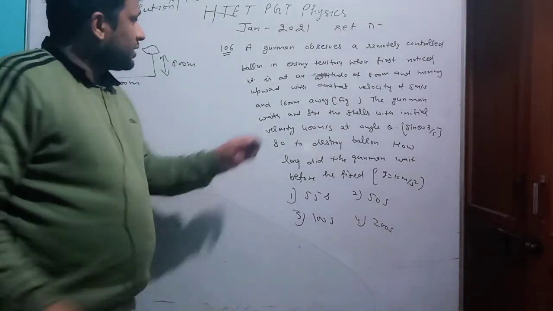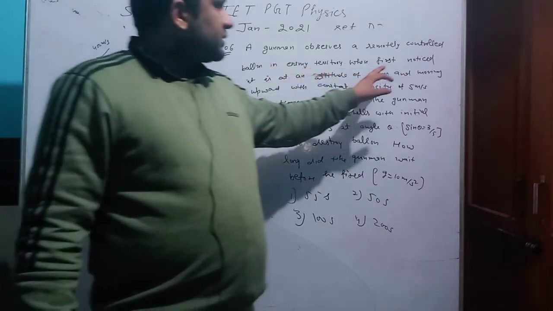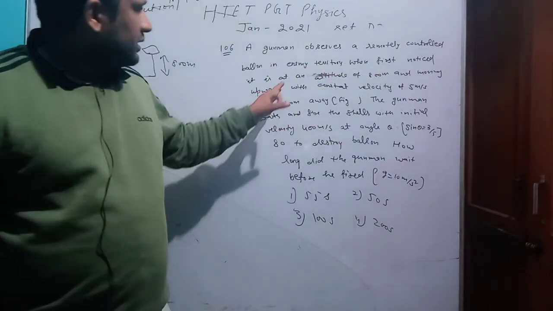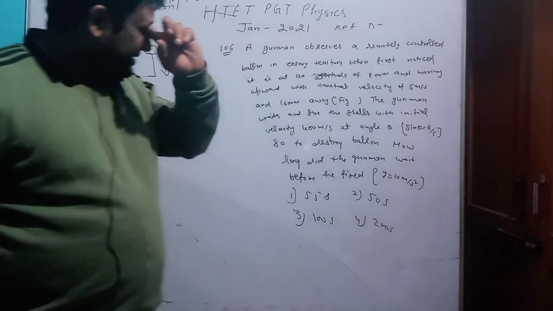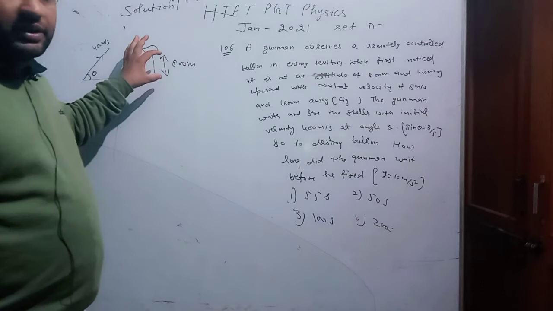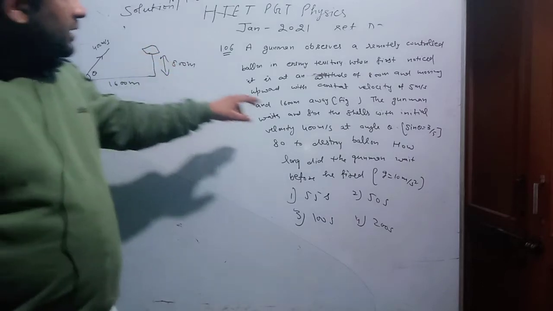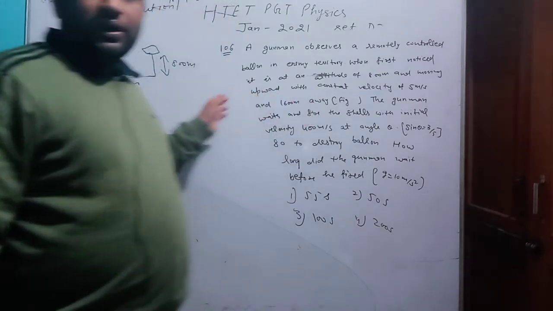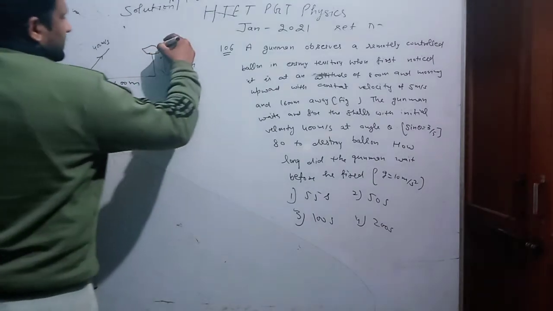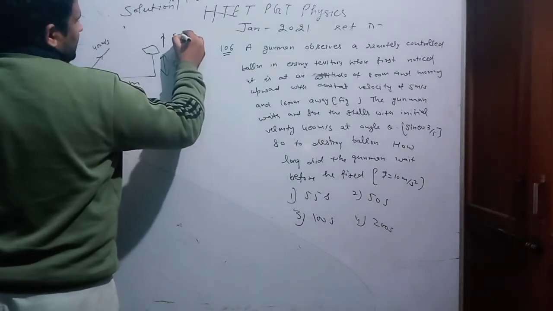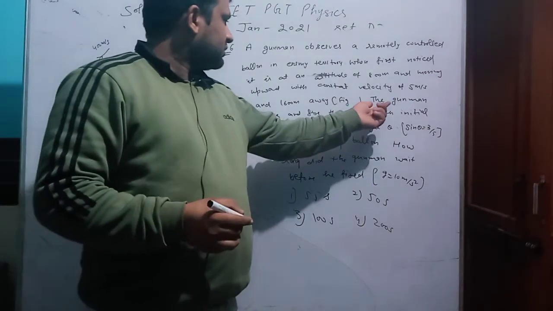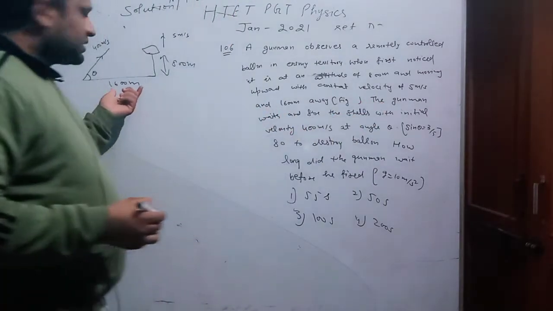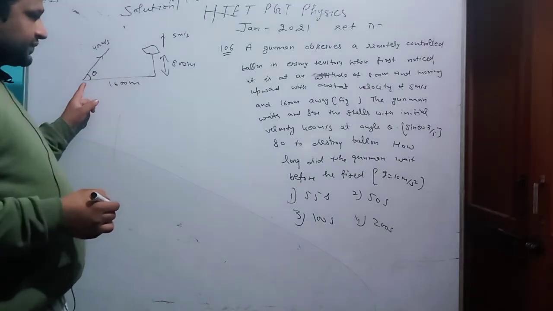Hello students, here a gunman observes a remote controlled balloon in the enemy territory. When first noticed, it is at an altitude of 800 meters. This is the balloon, and it is moving upward with a constant speed of 5 meters per second. The balloon is 600 meters away from the gunman.